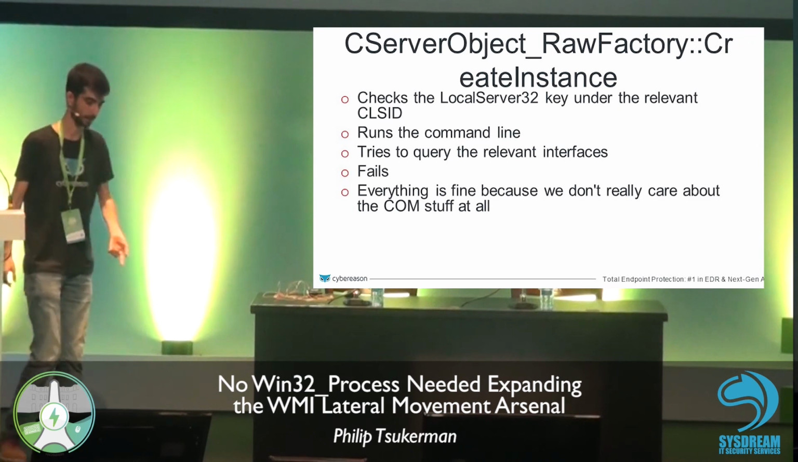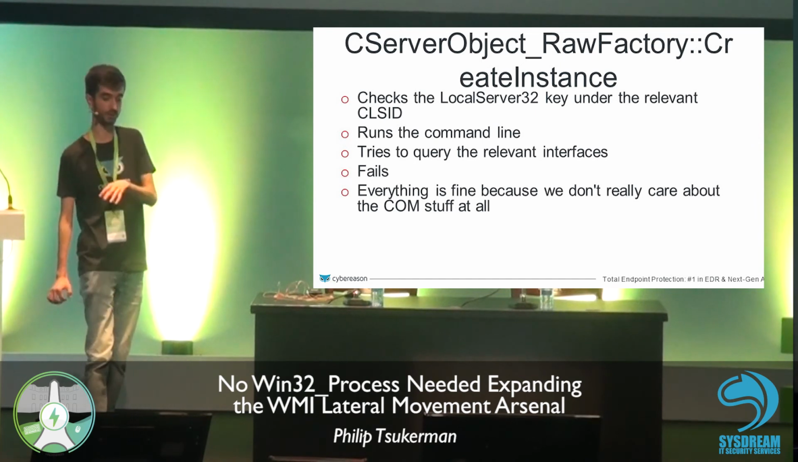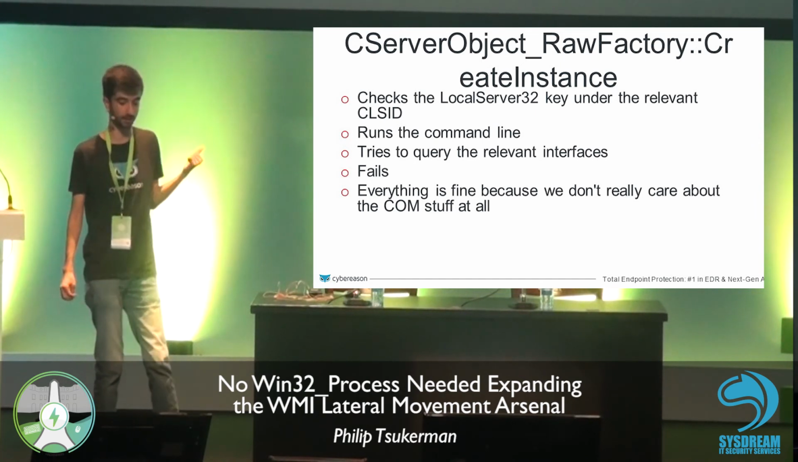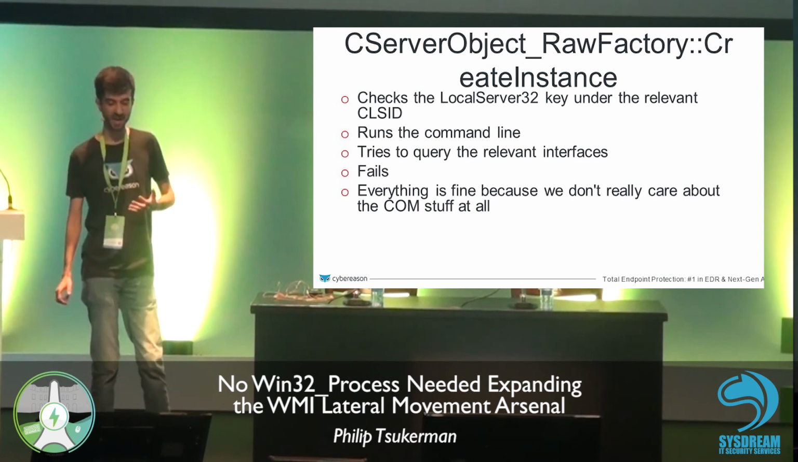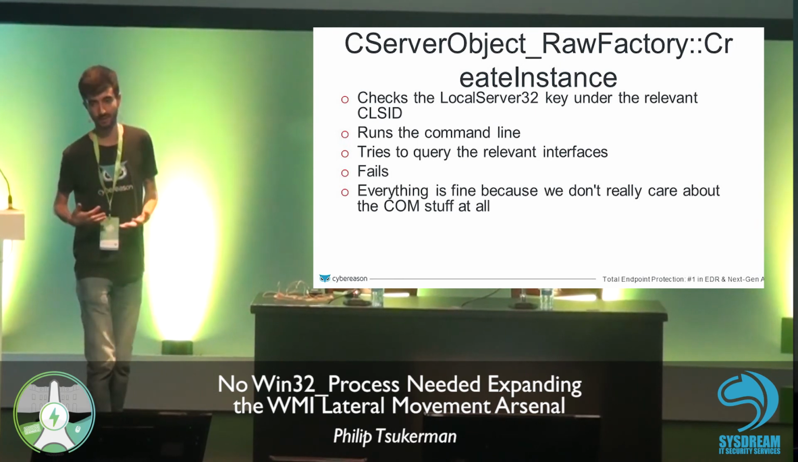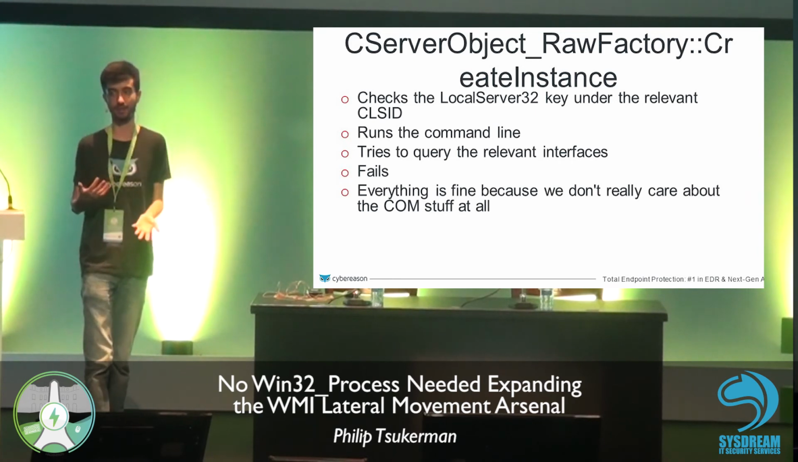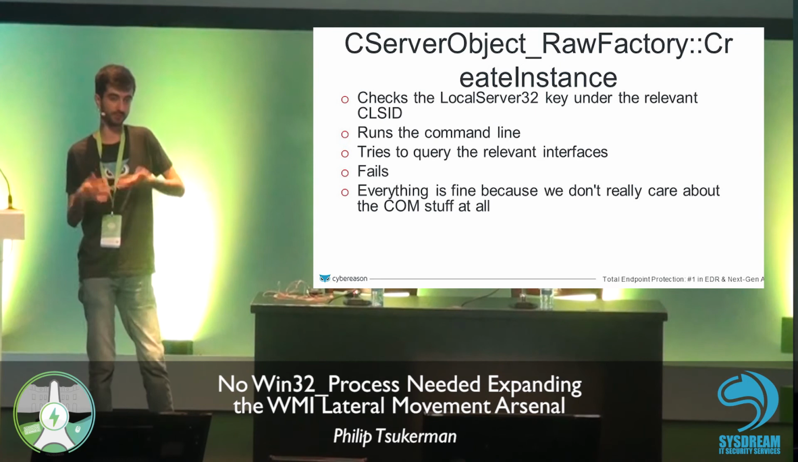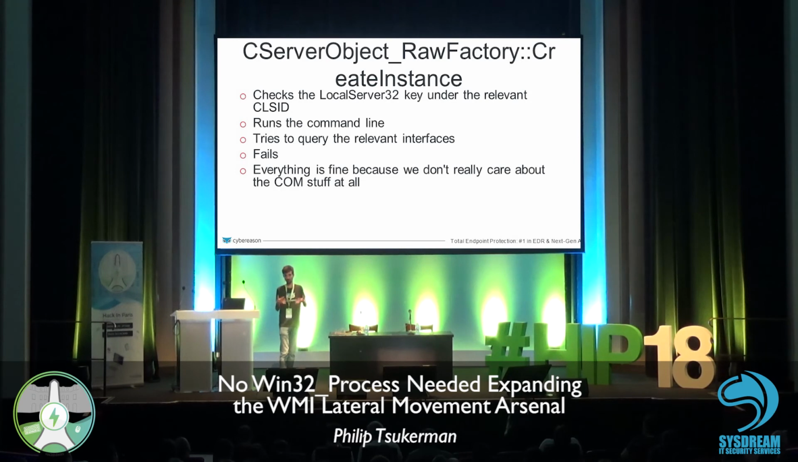So what happens is this function checks the local server 32 key under the relevant class ID. If we're using the self-host model, it runs our command line, and then it tries to somehow interact with it using inter-process communication and query different interfaces relating to WMI. It of course fails because this is not a real WMI provider, but we're already running and we could do pretty much anything we want. We have never wanted to actually implement a WMI provider. We just wanted to bootstrap our own code using this functionality.